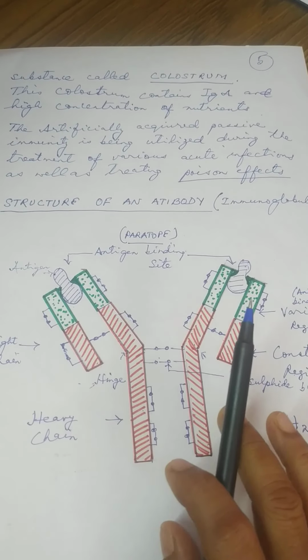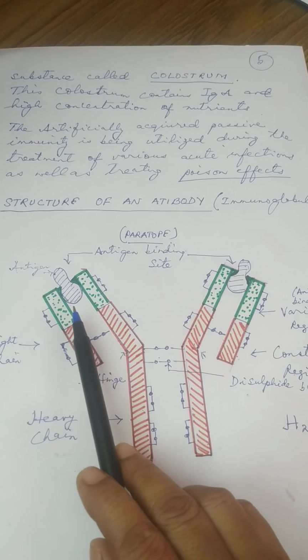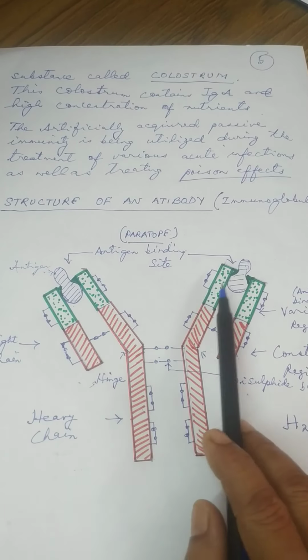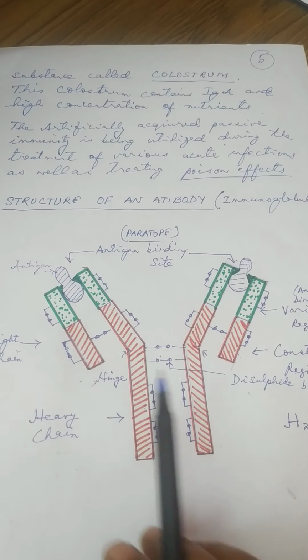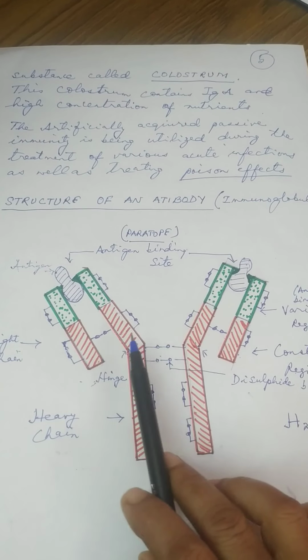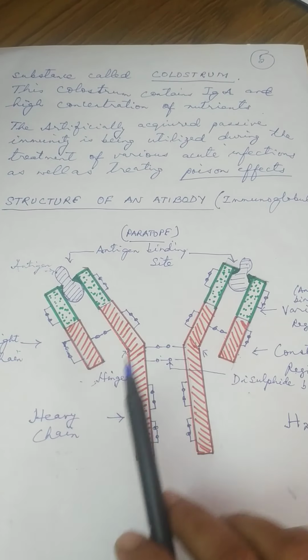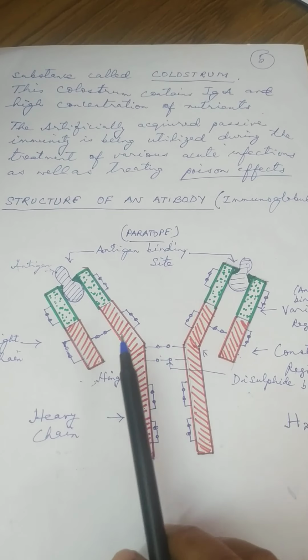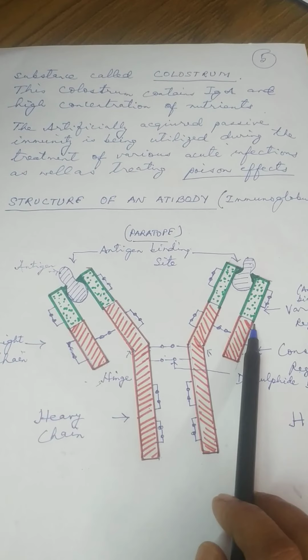Good afternoon, students. So in my last class I have explained to you all about the structure of an antibody. So what is the shape of an antibody? It is a Y-shaped structure. Okay? And it consists of 4 polypeptide chains.